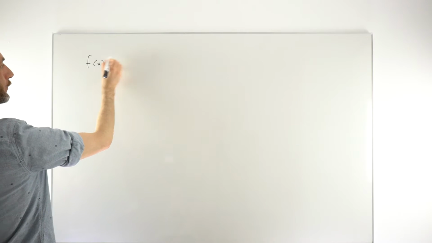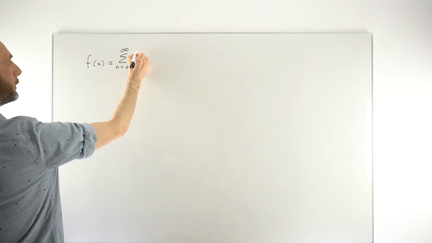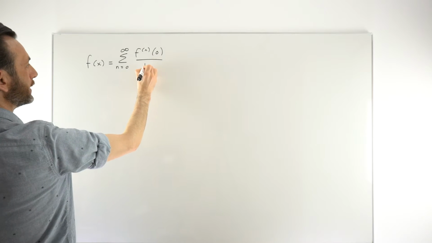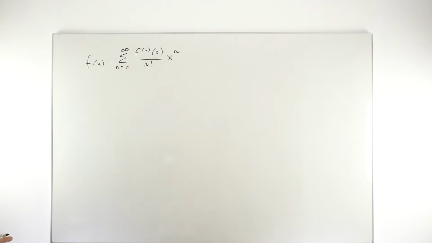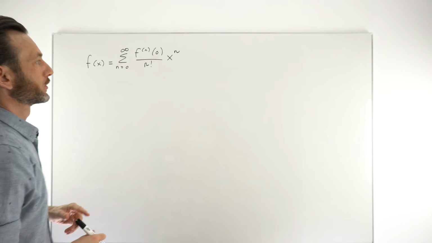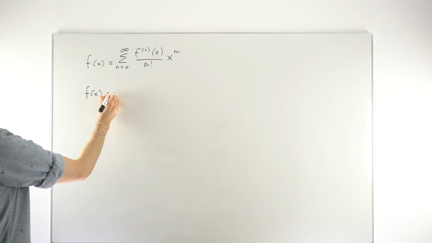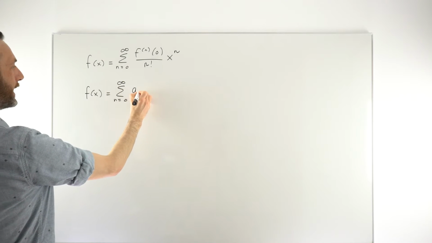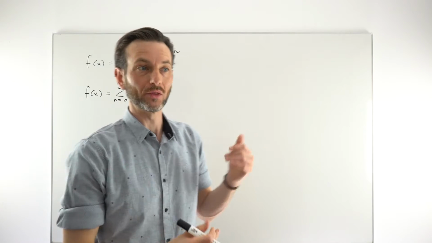So what does it look like? Well, we've got our function represented by the sum from n equals 0 to infinity of the nth derivative evaluated at 0, over n factorial, times x to the power of n. Notice that is very similar to the form of a general power series. In a general power series, you've got some function f of x set up as the sum from n equals 0 to infinity of some a sub n x to the n. This would be a power series centered at 0 as well, like this Maclaurin series.